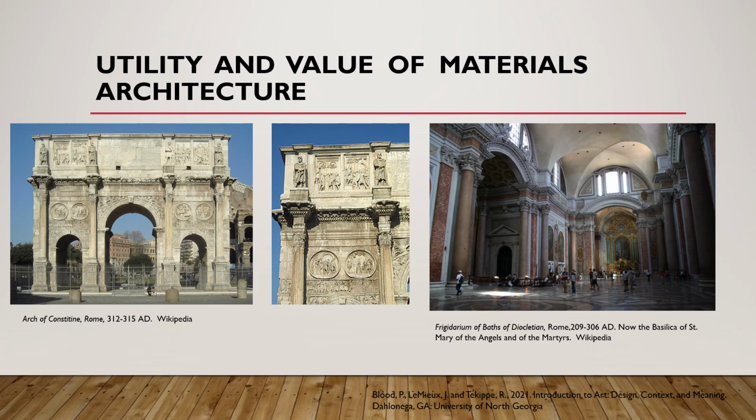On the left here, you can see the Arch of Constantine, which was in Rome, and it was commissioned by the Roman Council to commemorate Constantine's battles. And you can see some of the very intricate carving details. And then on the right-hand side, this was a bathhouse in Rome. Now it has been turned into a basilica or a church. And you can see that the columns are a different material than some of the other parts. So we're mixing hard materials.